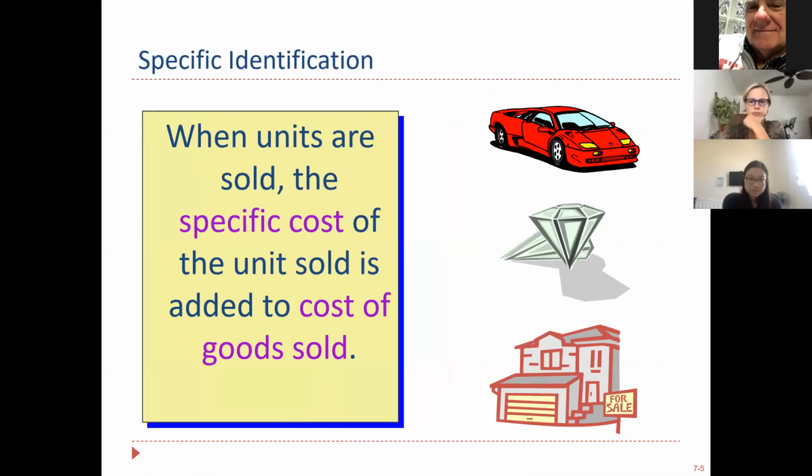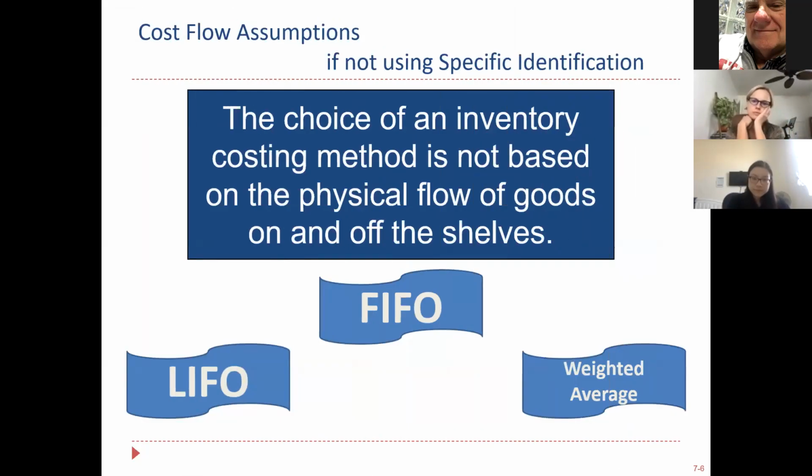Okay, specific ID: cars, houses, jewelry. You buy a $2,000 wedding ring, or a very expensive piece of jewelry. That jeweler has to be able to track that in case of theft. It gets stolen, and then the cops can trace it perhaps to a pawn shop or something. Understand, and I think we do, the inventory costing method has nothing at all to do with the physical flow of the goods, except for specific identification.